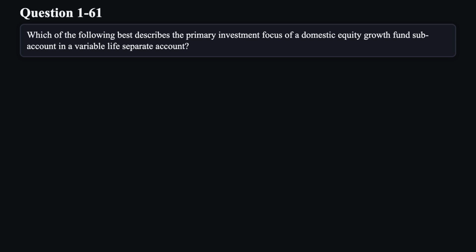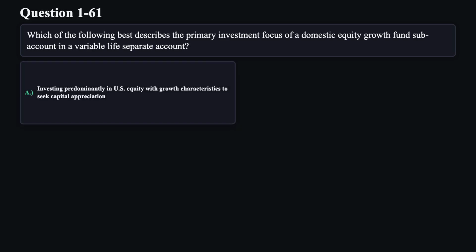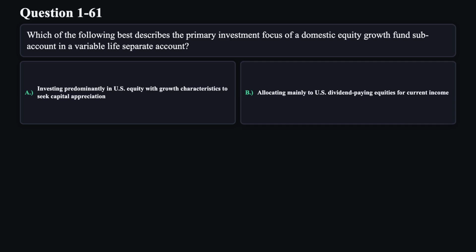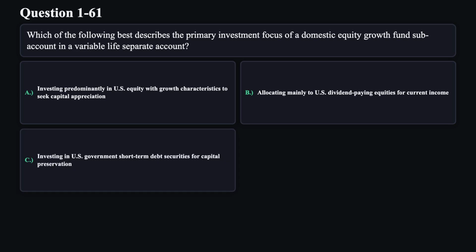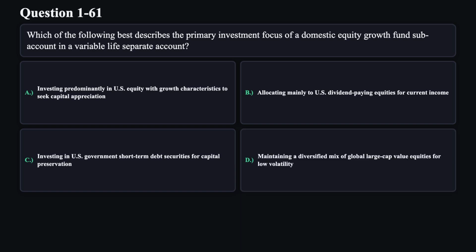Question 61. Which of the following best describes the primary investment focus of a domestic equity growth fund subaccount in a variable life separate account? A. Investing predominantly in U.S. equity with growth characteristics to seek capital appreciation. B. Allocating mainly to U.S. dividend-paying equities for current income. C. Investing in U.S. government short-term debt securities for capital preservation. D. Maintaining a diversified mix of global large-cap value equities for low volatility.